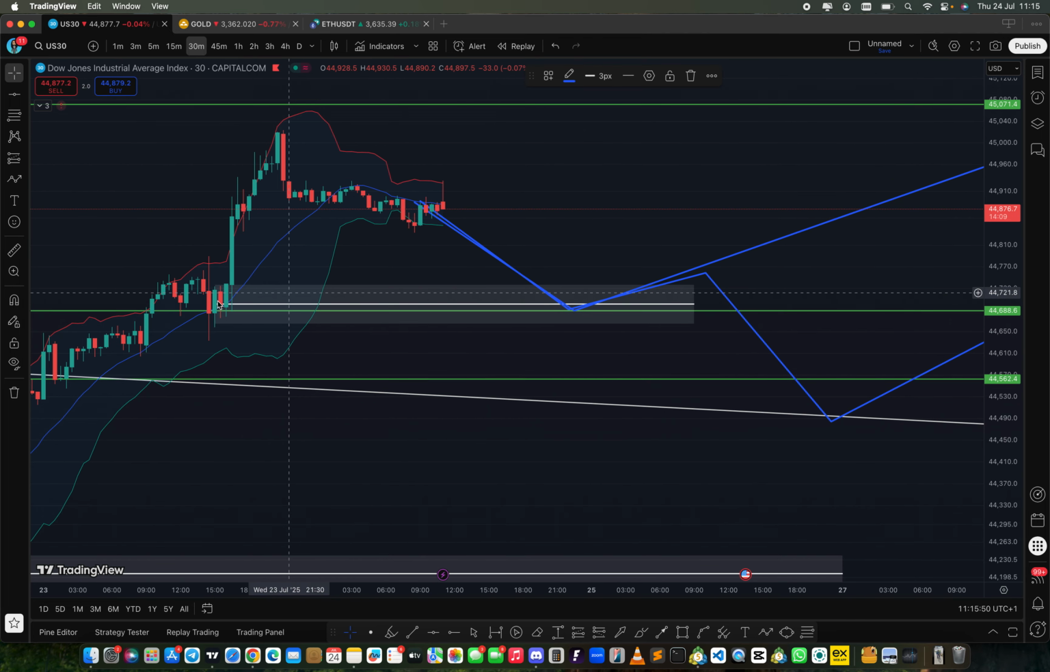On US30, I've already spotted my fair value gap and my order block. This is my order block. Now this is my fair value gap. The fair value gap is too far, so I might not actually yield to it. If you can see, it came to this fair value gap level and bounced back up, but I'm going to stick to the order block.